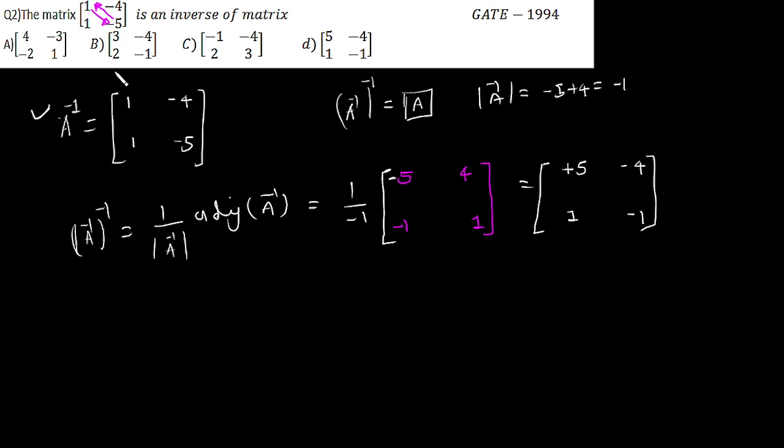We can say option D is the correct matrix. So option D is the right one. Okay, let's solve question number 3.